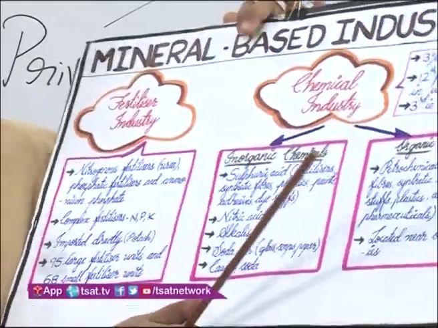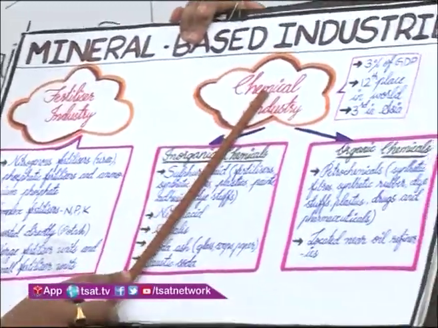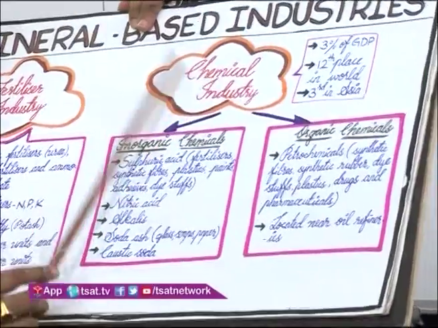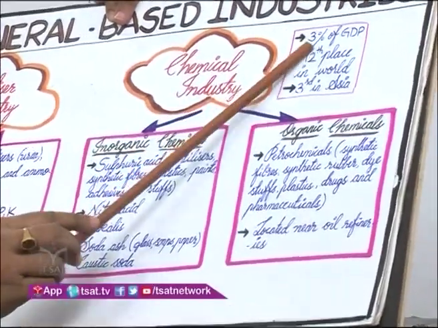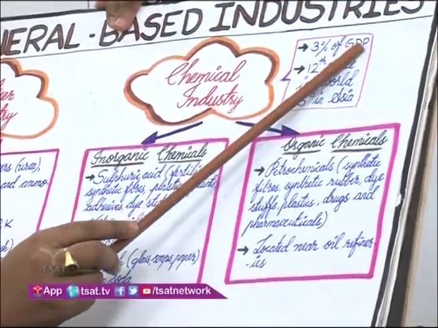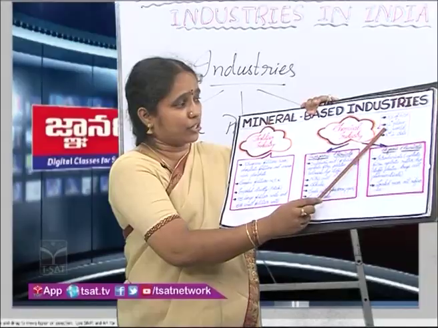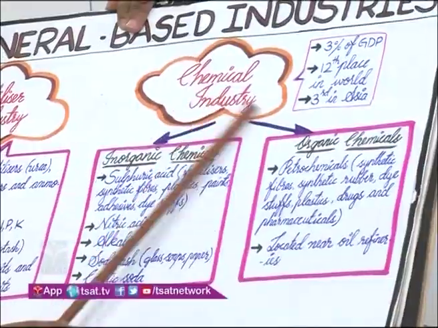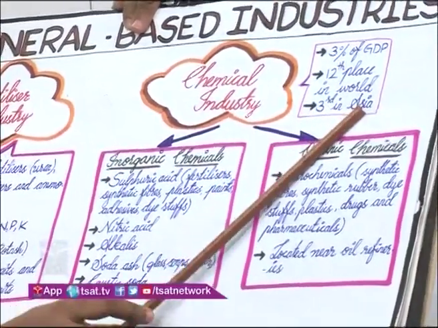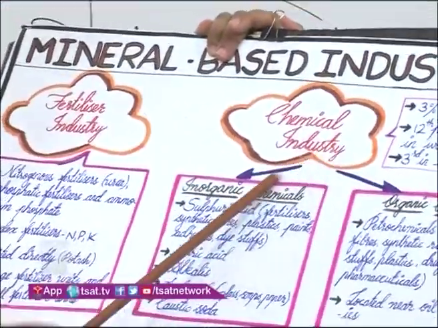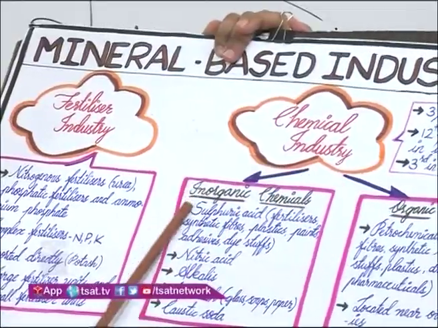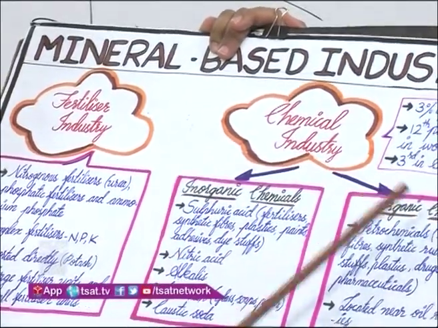The next one is the chemical industry. It is the most important one because it contributes 3% of GDP, and we are in 12th place in the world in producing chemicals, and we hold 3rd position in Asia. There are again two categories in this: inorganic chemicals and organic chemicals.